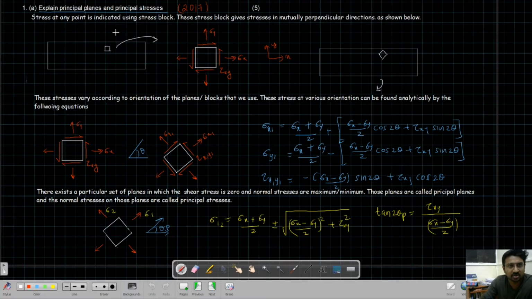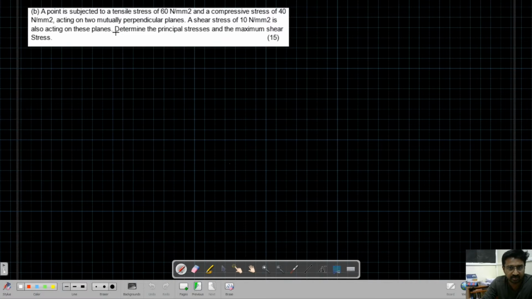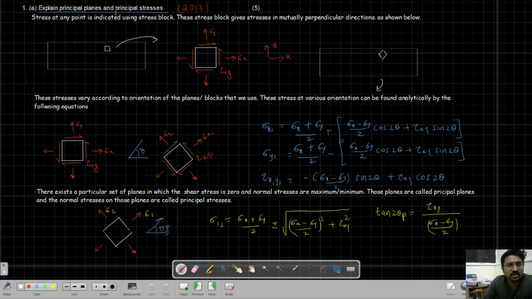So there are 2 parts to this question. First part is for 5 marks and second part is for 15 marks. Okay. So first question is explain principal planes and principal stresses. An ideal answer will look like this. If you remember these formulas and all, it is better to write the answer like this. Otherwise, the last part of the solution also is enough. But if you write like this, you're 100% sure that you're going to get the maximum marks.